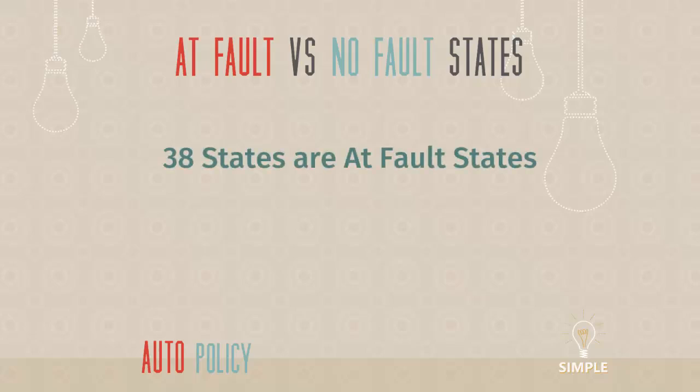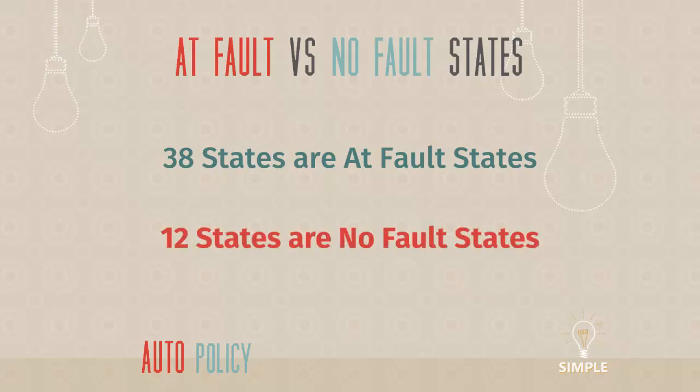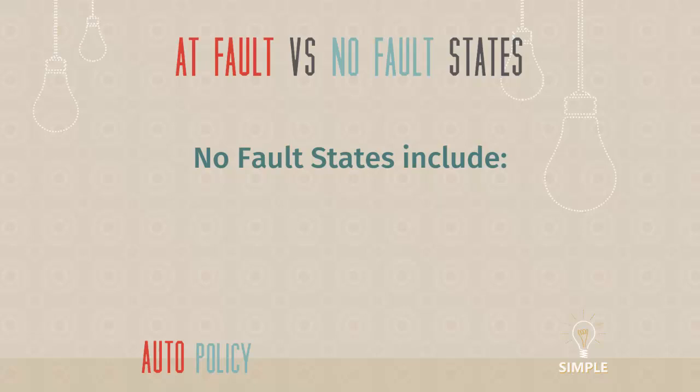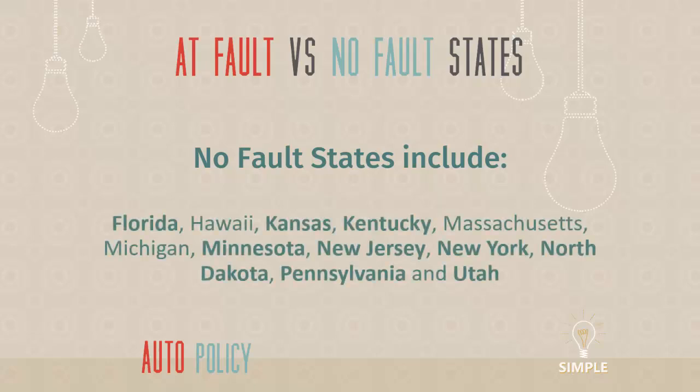Currently, 38 states are set up as at-fault states, and 12 states, do the math there, that adds up to 50, are no-fault states. What are the differences there? No-fault states include the ones I have put below here: Florida, Hawaii, Kansas, Kentucky, Massachusetts, Michigan, Minnesota, New Jersey, New York, North Dakota, Pennsylvania, and last but not least, Utah. So those are the no-fault states.